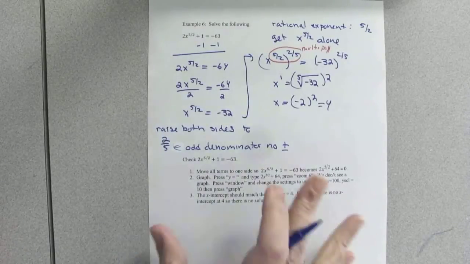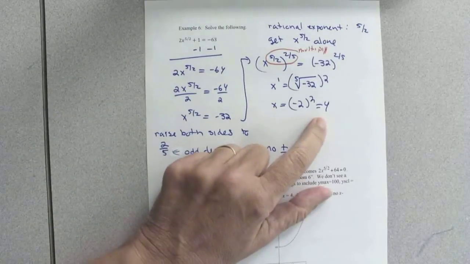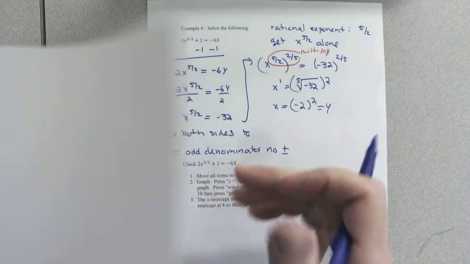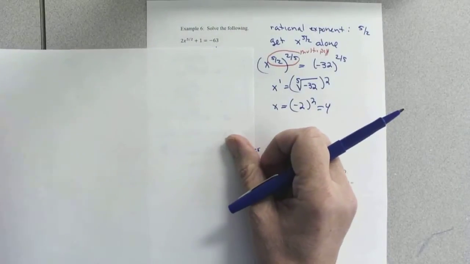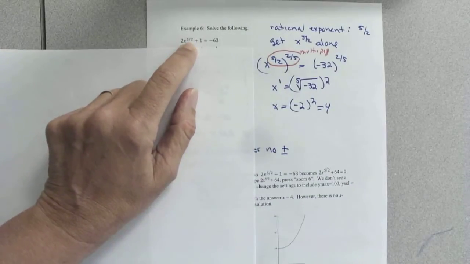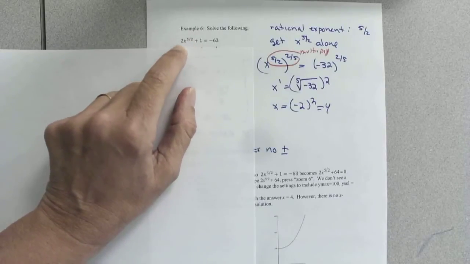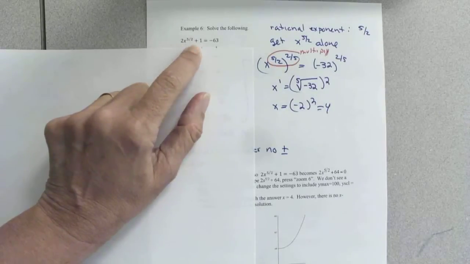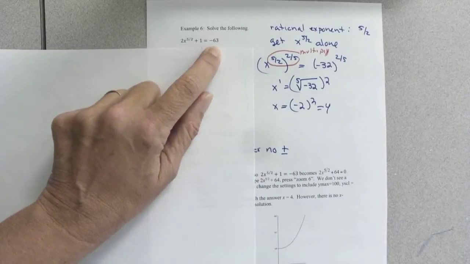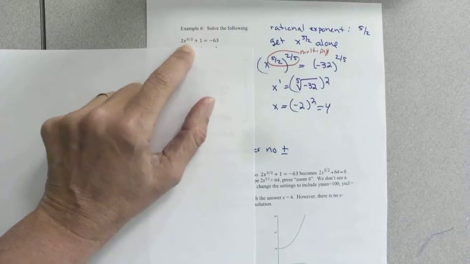I got the graphing checking down here. But let's do a quick old-fashioned checking. I got 4 here. So I'm going to plug into my original problem up here and cover all this up for a moment. So I'm going to plug 4 in there. 4 raised to the 5/2. Whatever that is, it's positive. So I got something positive there, times 2, still positive, plus 1, still positive. No way on this planet that that's going to be negative 63. And so just looking at it, this isn't going to check.